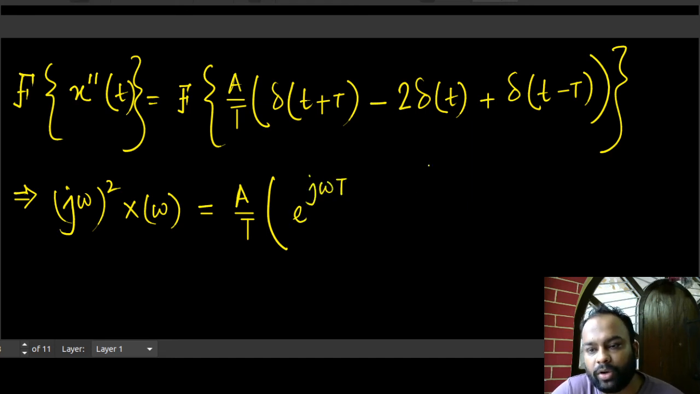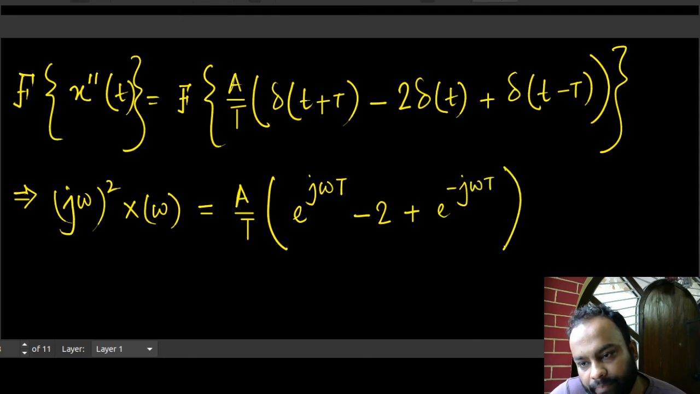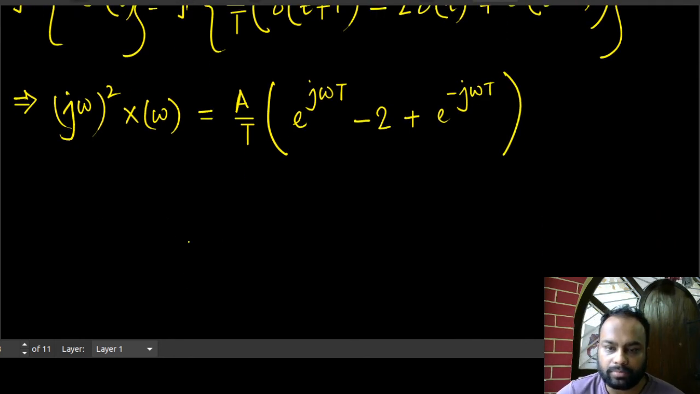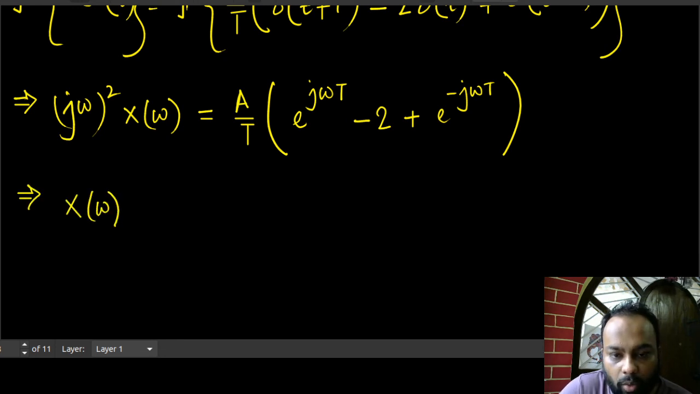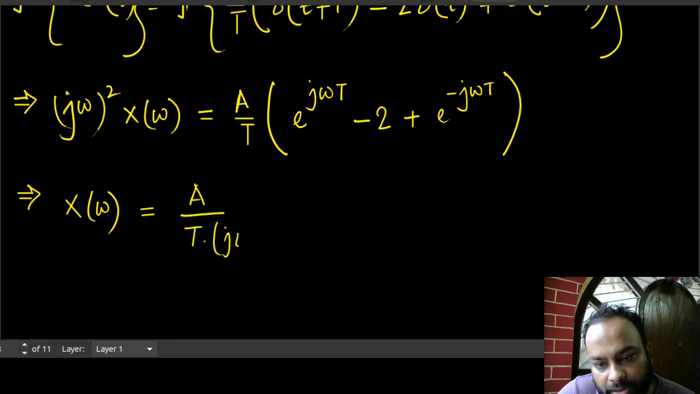What is the Fourier transform of delta(t)? That's 1. What is the Fourier transform of minus 2 delta(t)? That's minus 2, right? And what is the Fourier transform here? That's plus e to the power minus j omega T, right? All right. So if I ask you what is the Fourier transform of the signal we were looking for, it would simply have been T into (j omega) square, and we would simplify this further, don't worry.